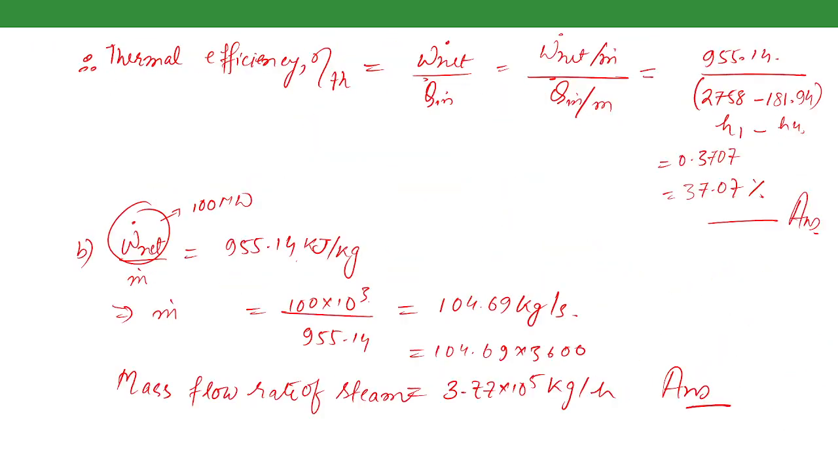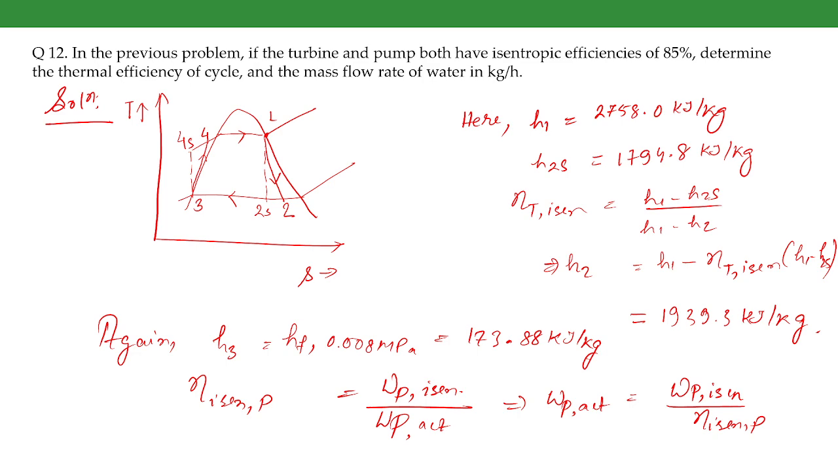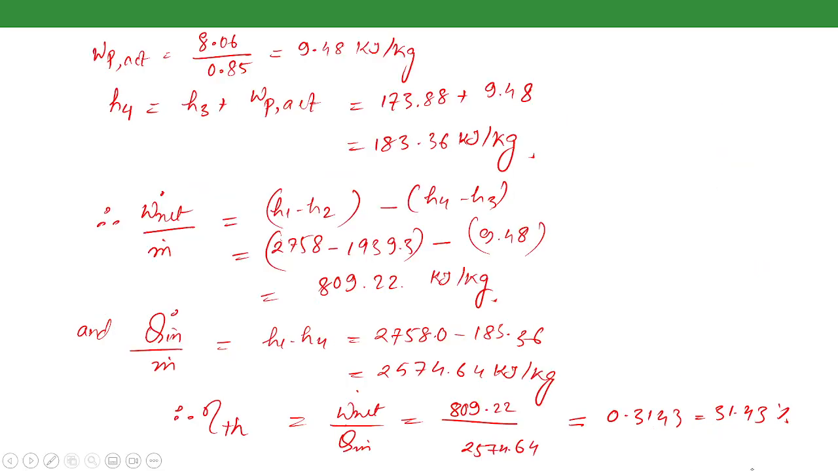So in contrast to the ideal, that is isentropic case, the thermal efficiency decreases from 37% to 31%, that is there is around a 6% decrease in the thermal efficiency in the actual case.